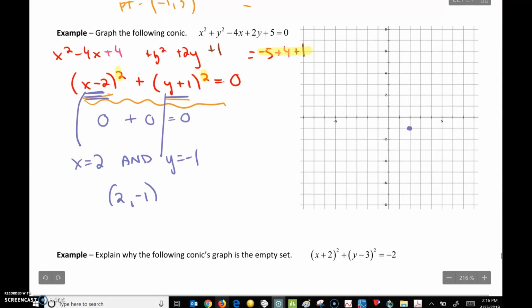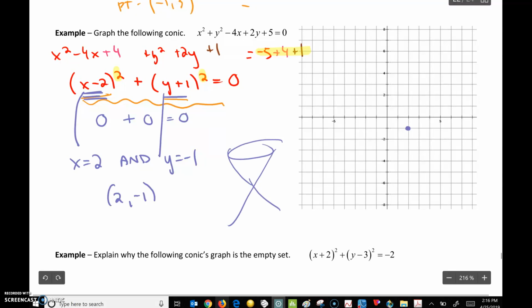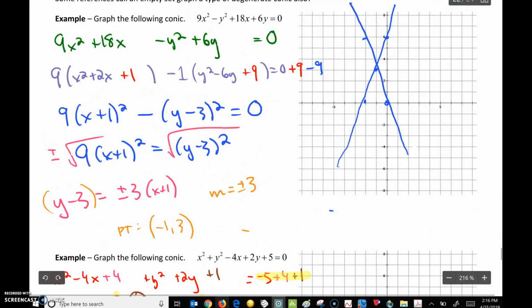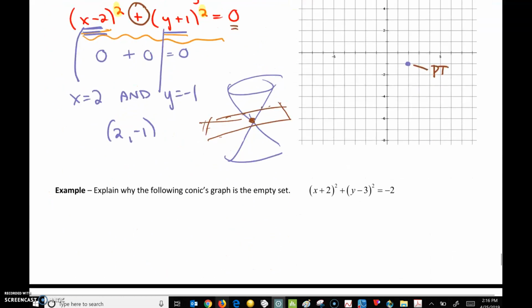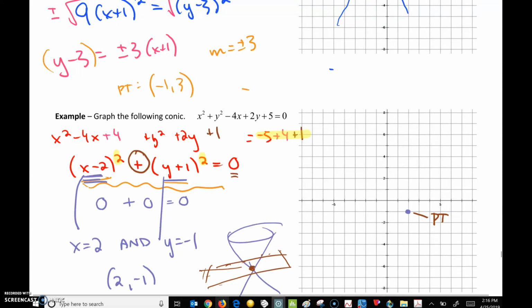It's where you have the double napped cone and you cut the plane. The plane kind of cuts through here, kind of like right there at that point. I can't draw three-dimensional shapes. So we just have a point solution. When does that happen? If you have a plus in between your squares equal to 0. When does two intersecting lines happen? If you get 0 on this side and you got two squares with a minus sign in between them. The only degenerate conic we haven't talked about yet was the straight line degenerate conic.